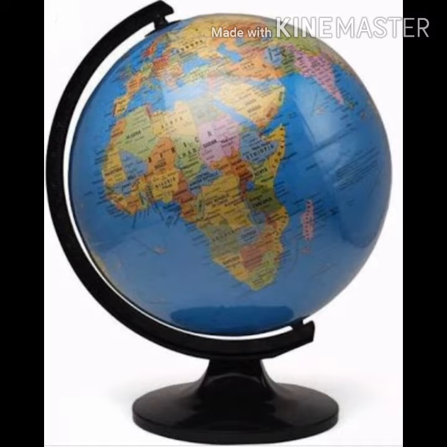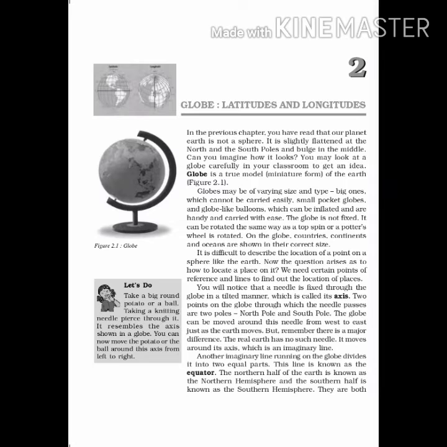Miniature in general means small, right? Any small form of anything. So globe is the small form of earth. Globes may be small or they may be big ones. They may be of different size as well as type, right? The smaller ones you can easily carry, like pocket globes. They are just like small balloons. They can be carried anywhere easily, right?